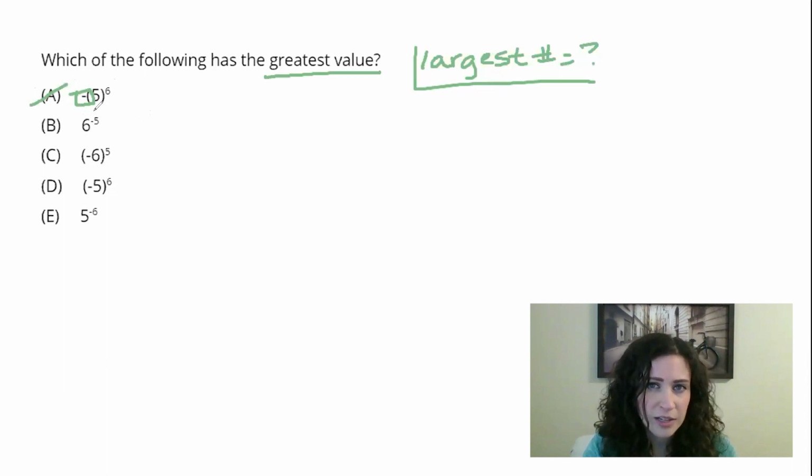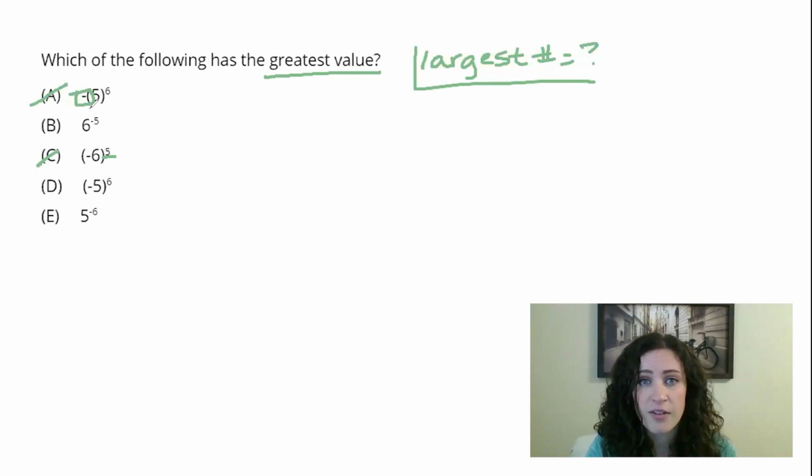Now I'm going to look through and see if I can find any others that are going to yield negative numbers as the outcomes. Aha, based on the rules that we covered early on, I'm seeing in C a negative base number multiplied an odd number of times. This also is going to have a negative outcome. All right, so we've already eliminated A and C. We are on a roll and we aren't even very far into this. So we have B, D, and E left.